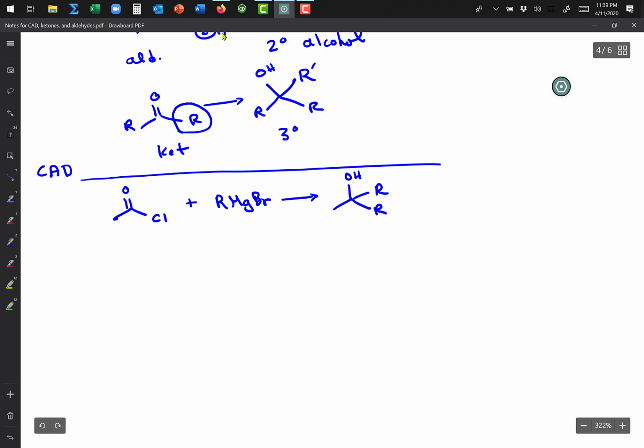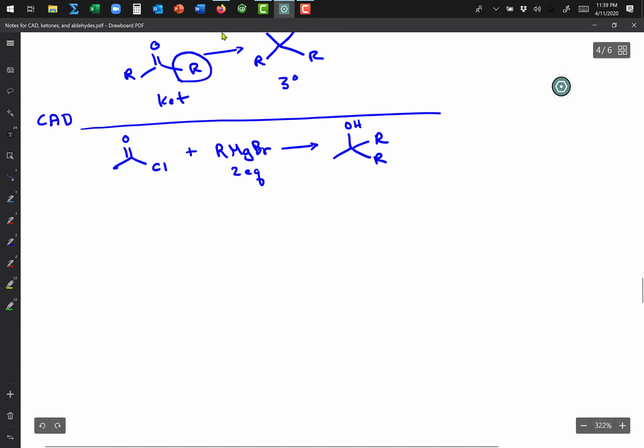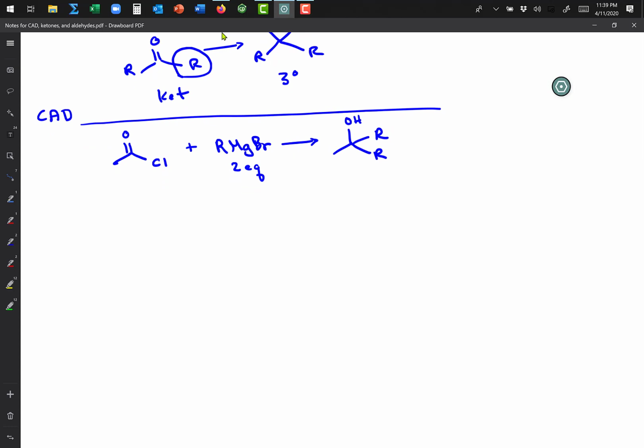You end up adding R twice. Okay, so this is actually two equivalents, or two of these R MgBrs for every acetyl chloride that we have there. So why is that, right? So in the first addition, when you do the first one, you're going to end up with this. This is the intermediate. So that's my intermediate, and this is a good leaving group.